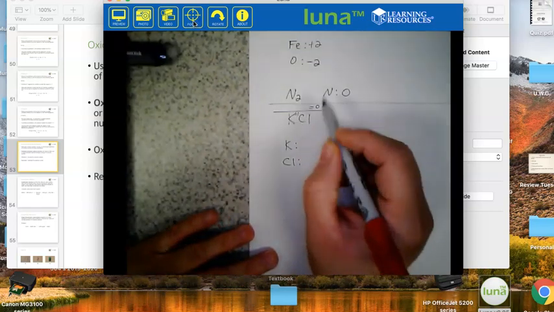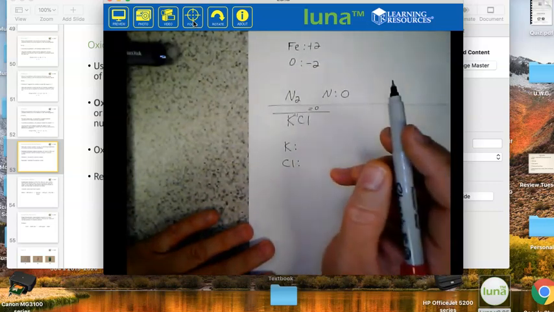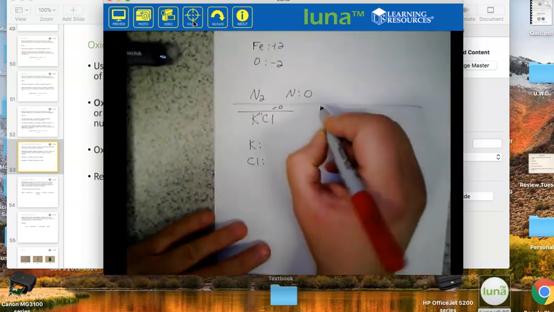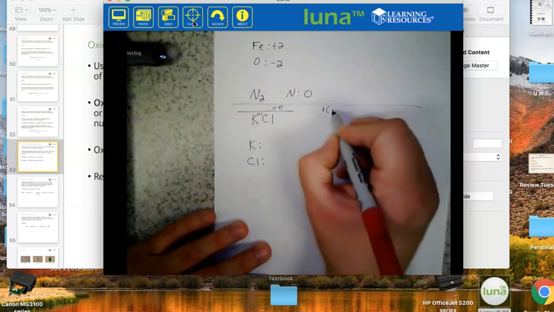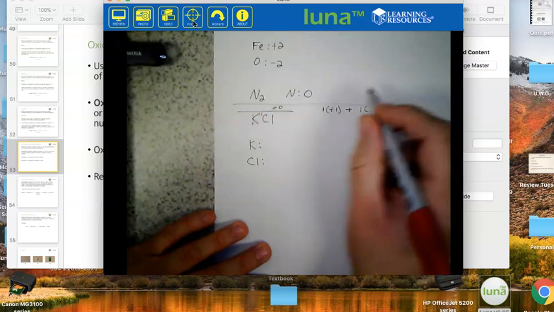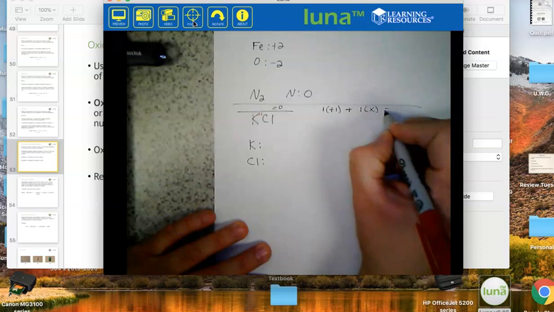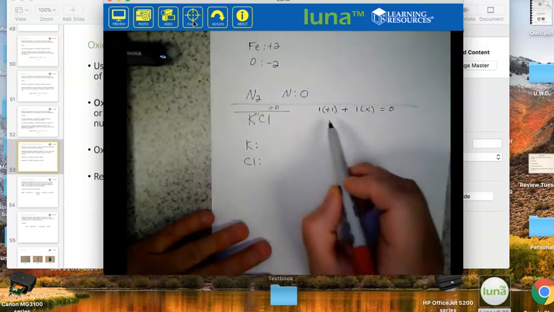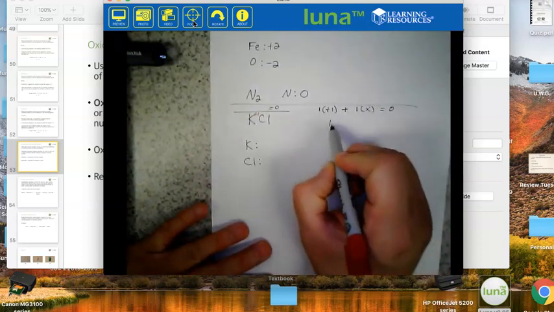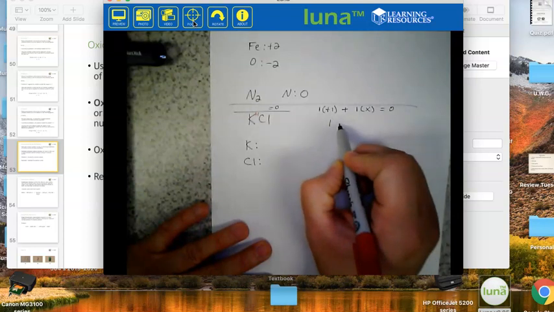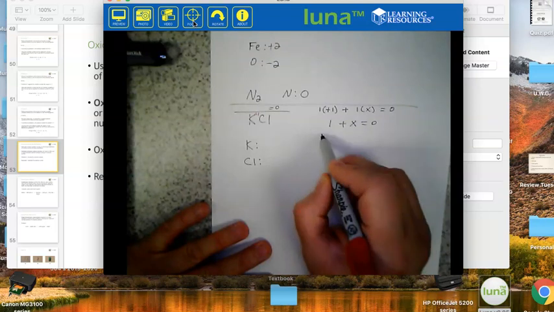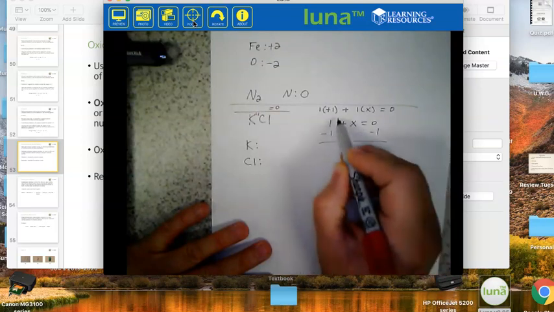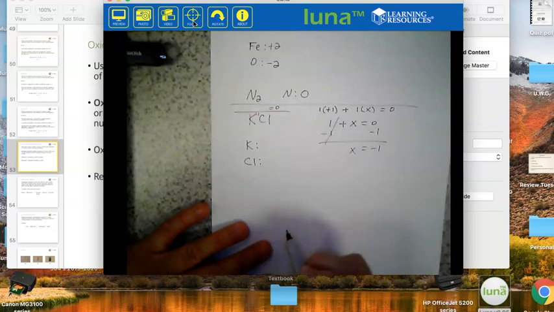now I can figure out what chlorine's going to be. So there's 1 atom of potassium times its oxidation number of +1, plus there's 1 atom of chlorine. Its oxidation number, I don't know. They all have to add up to 0. So 1 times 1 is 1, plus 1 times X is X. I have a +1 here, so I'm going to subtract 1 from both sides. So X is equal to -1.